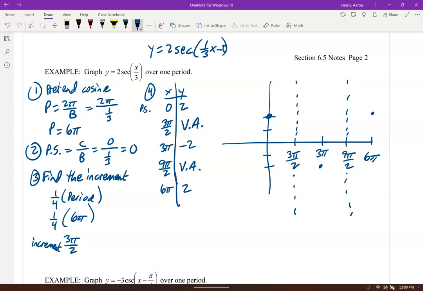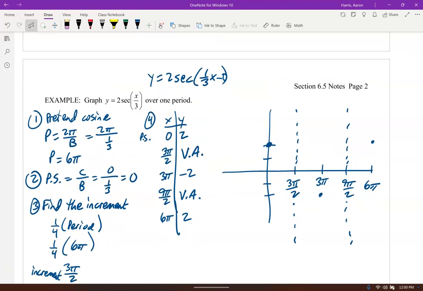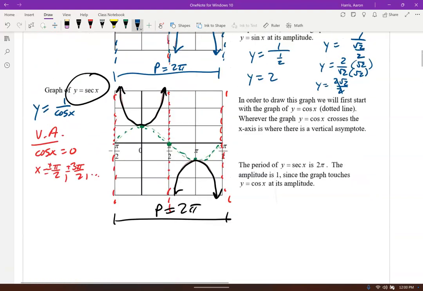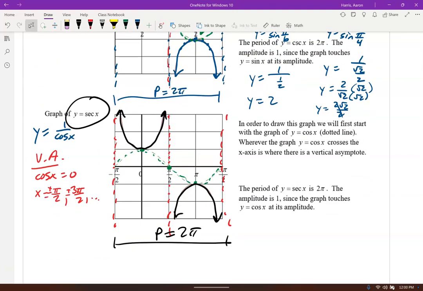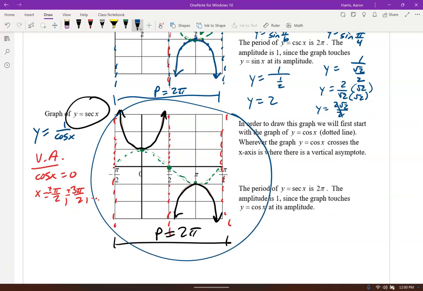Okay, and think again to yourself, this is 2, so the 2 in front vertically stretches it. And then the period is 6 pi. It takes 6 pi to do one of these periods. Let me show you the secant again. So I'm looking at this one here, right?